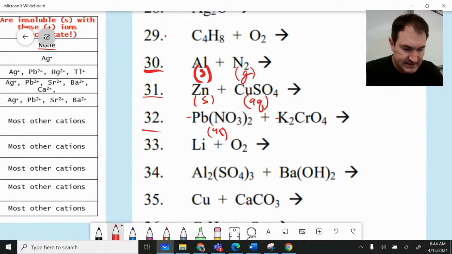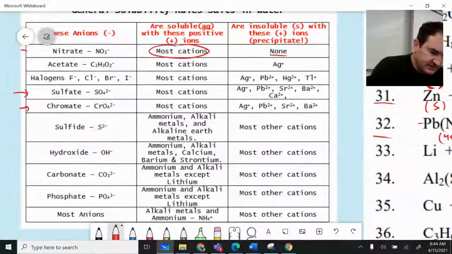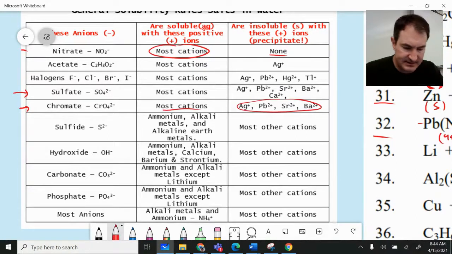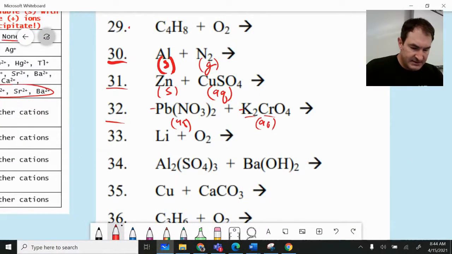Okay. And then potassium chromate there. Is chromate on my list? It is. Okay. So chromate's here. Most cations it's soluble with, except for those. Potassium's not there. So this is also going to be aqueous, right? So that's how we go about this.